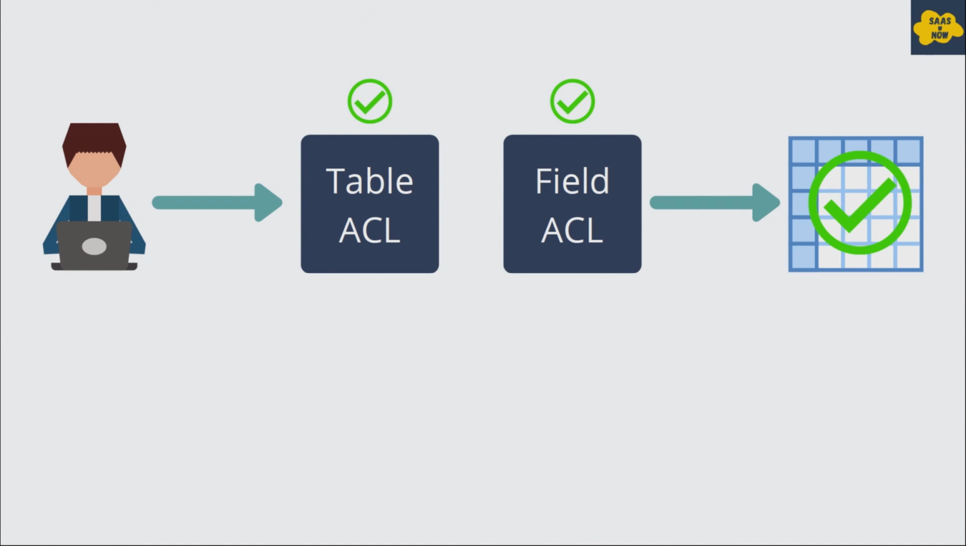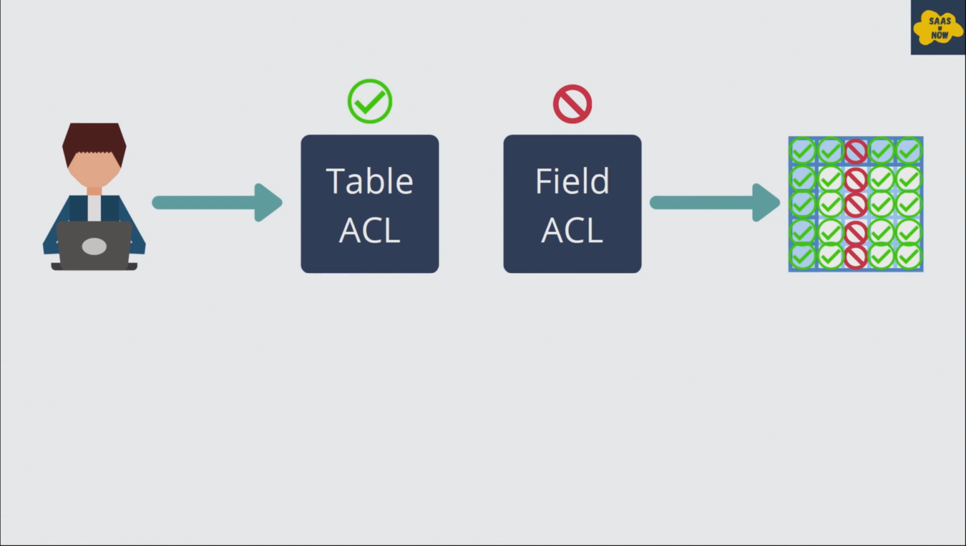And if none of the table ACLs are passed, however a field ACL is passed, in that case the user will not be able to access the records of the table, as a table ACL is a must to get access to the records. Let's say if one of the table ACLs is passed, however one of the field ACLs is not passed, then the user will be able to access the records of that particular table.